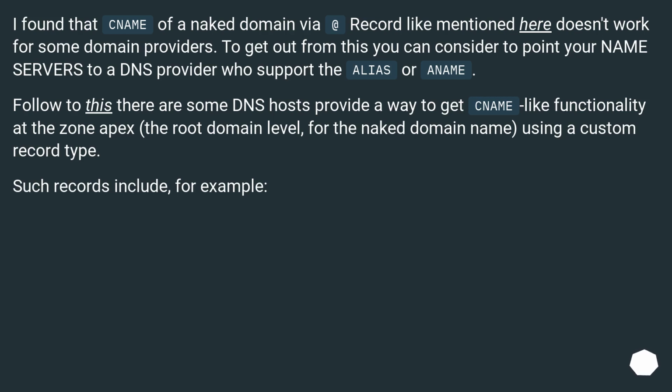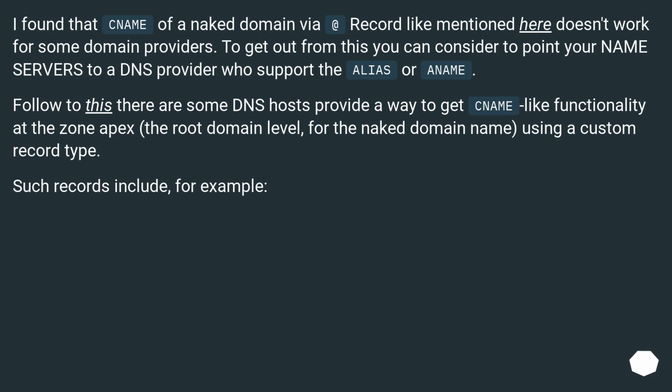I found that CNAME of a naked domain via A record like mentioned here doesn't work for some domain providers. To get out from this, you can consider to point your name servers to a DNS provider who supports the alias or ANAME. Following this, there are some DNS hosts that provide a way to get CNAME-like functionality at the zone apex, the root domain level, for the naked domain name, using a custom record type.